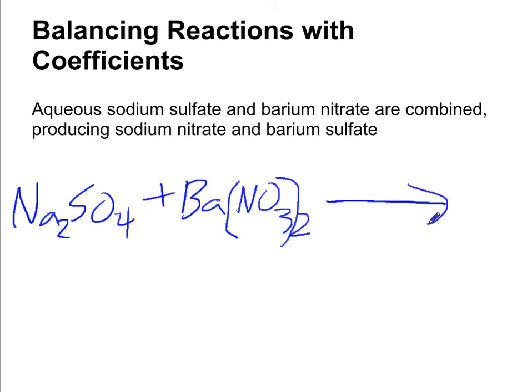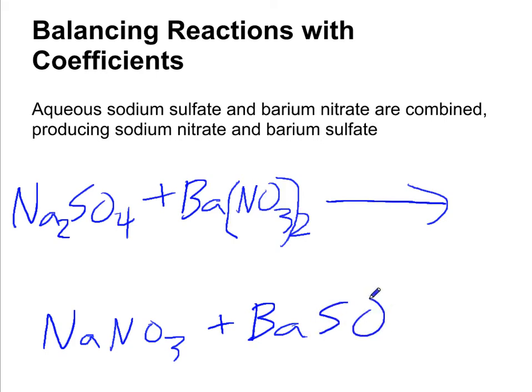And I've run out of room, so I'll just write the products down here. We're going to get sodium nitrate. So basically what's going to happen is sulfate and nitrate trade places. So nitrate's going to come hang out with sodium. +1 and -1 charge, so that's all we need to write. And we're going to get barium and sulfate hanging out together, +2 and -2 charge. So there's our skeleton equation. We need to go back and balance it.